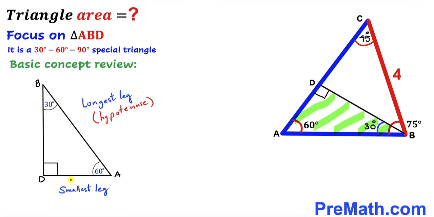In general, if I label my smallest leg as x, then the longest leg is 2 times x, and the third leg is x times the square root of 3. Now let's revert our attention back to this problem. I'm going to label this smallest leg side x. Then the longest leg is 2 times x, and this third leg is x times the square root of 3.